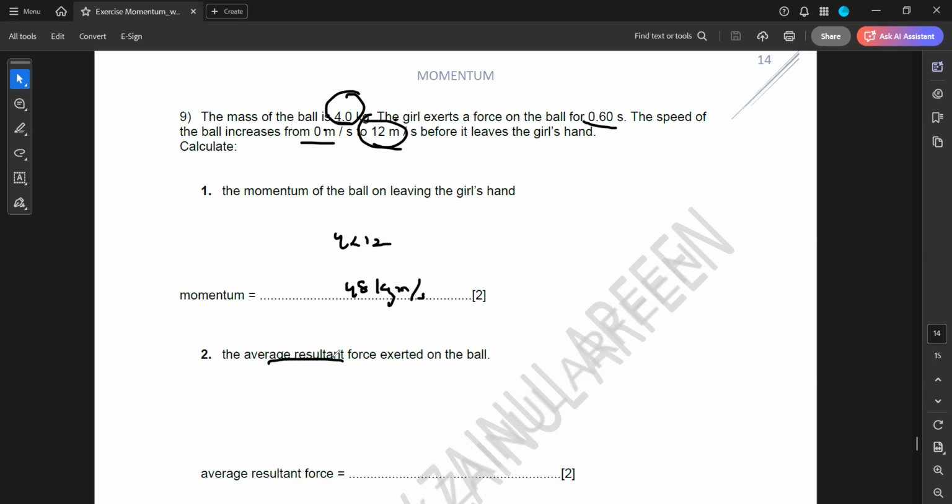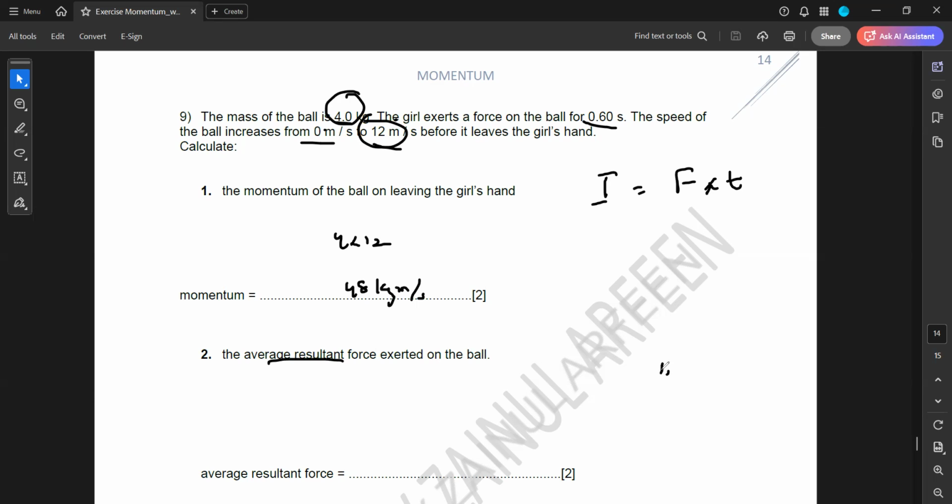Then the average force. Average force, we know, because this question is related to momentum, so we have the formula that impulse is force multiplied by time. So impulse is a change in momentum.